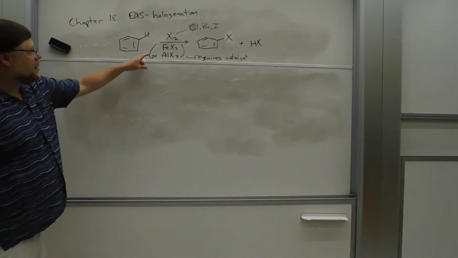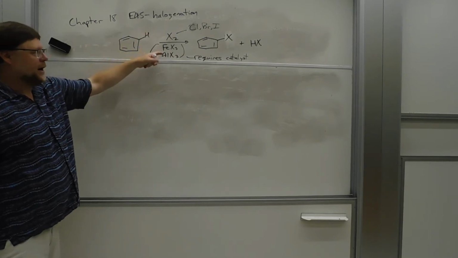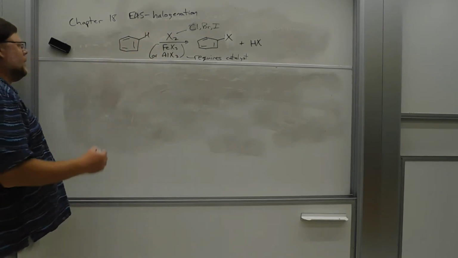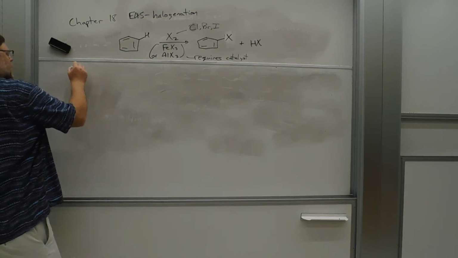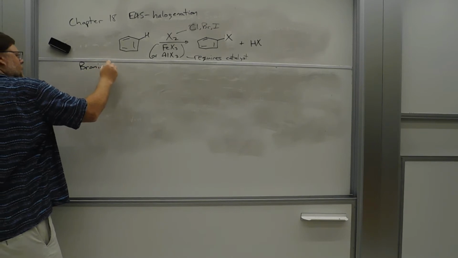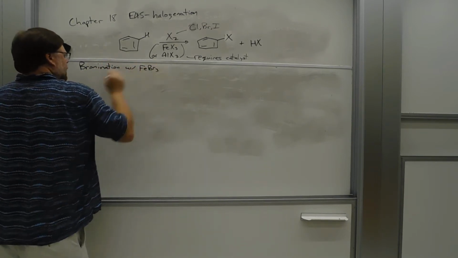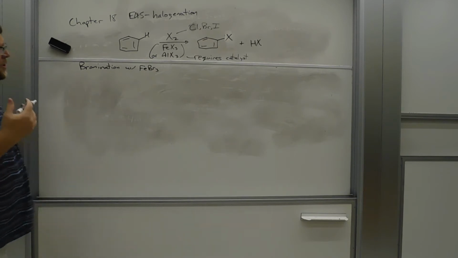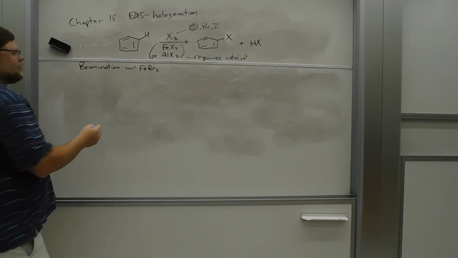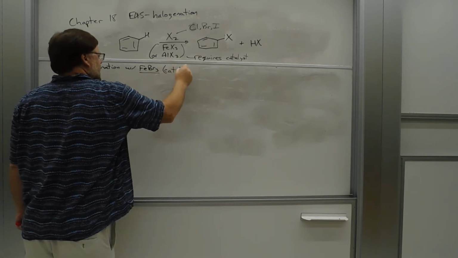The catalyst is either iron trihalide or aluminum trihalide. You can use either one. I'm going to show a bromination with iron tribromide. So you have to generate the electrophile. How does the iron tribromide, this is the catalyst, how does it act as a catalyst?